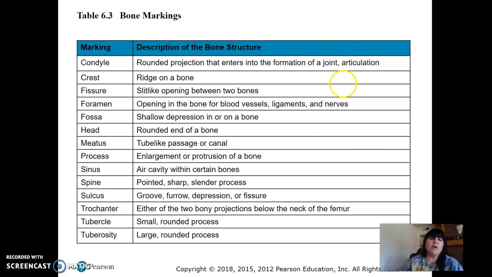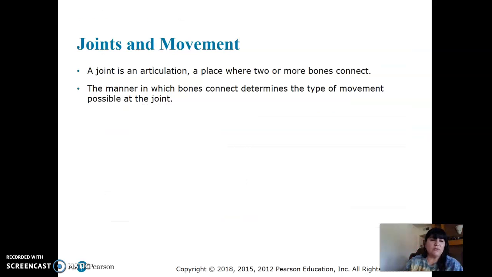So parts of the bone: condyles, these big kind of projections are the condyles. Crest, fissure, foramen, that's the opening. That's kind of an important word you hear all the time. Fossa, a little shallow depression. Head, meatus, process, spine. Sulcus, trochanter, like you hear that with the femur. Tubercle, tuberosity. So these are extensions or openings or depressions in bone, and we get names for those.